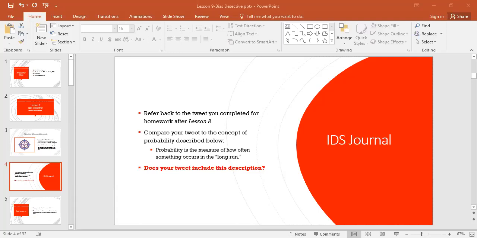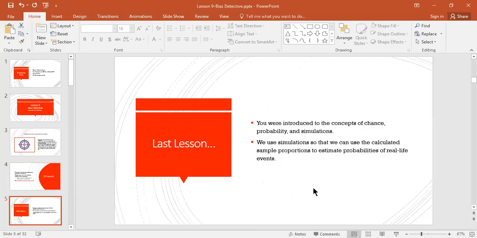All right. So during our last lesson, lesson 8, right, we talked about the ideas of chance, we talked about probability, and we talked about simulations, okay? And we used simulations to calculate sample proportions, right? And we estimated probabilities of real life events like flipping a coin.